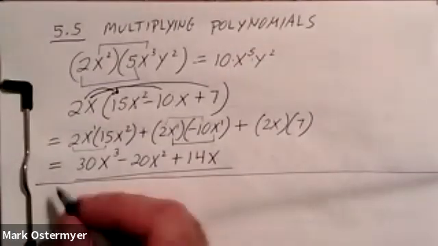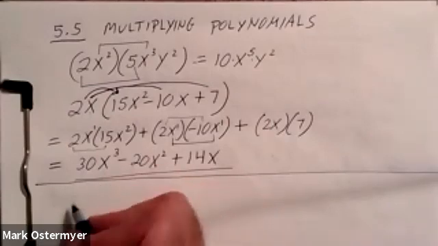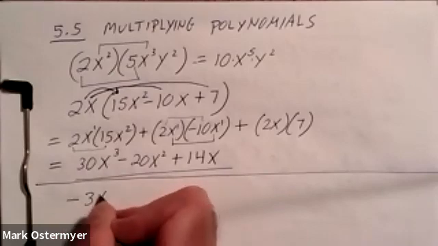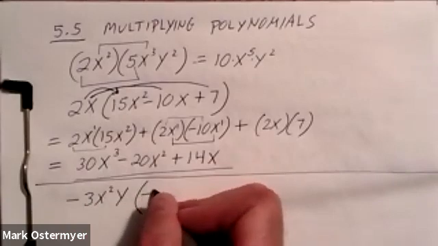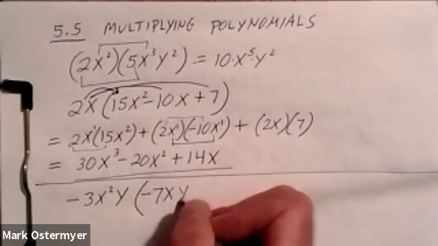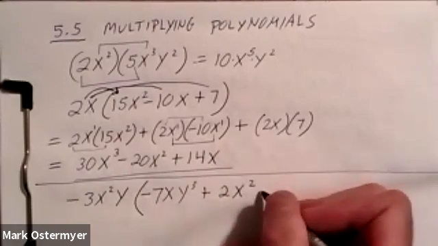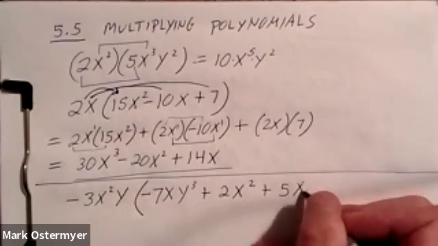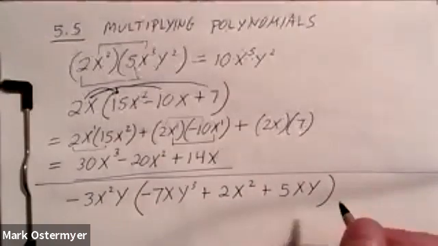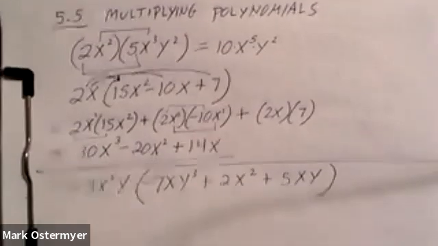You try one now. You can add this to classwork too. So you try this one. Negative 3x squared y, this monomial, multiplied by this monomial, negative 7xy cubed plus 2x squared plus 5xy. See if you can multiply this monomial by that trinomial. You can add this problem to classwork too. Okay, so see if you can multiply those together.